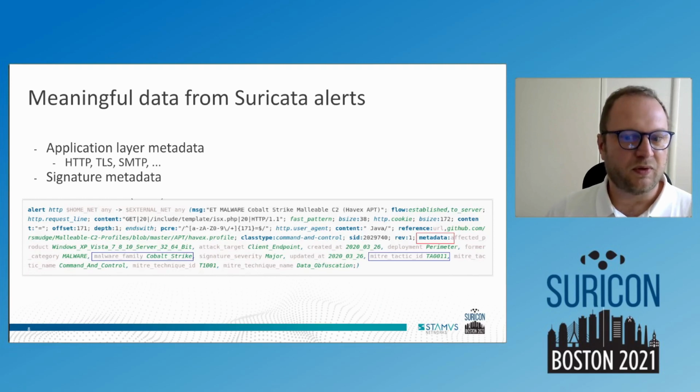But something that is often not looked at is the signature metadata. It's the metadata keyword, and it is more and more used by rule writers to give you information about what the signature is about. For example, here we've got the attack target, we've got the malware family, here it's Cobalt Strike, and the signature. We also have, and it's new, for example from Proofpoint, the MITRE tactic information, that you can use if you want to map the events coming out of this signature to the MITRE matrix.